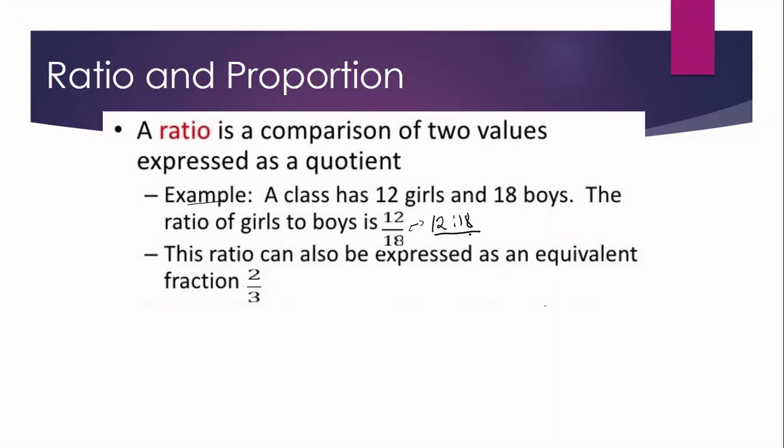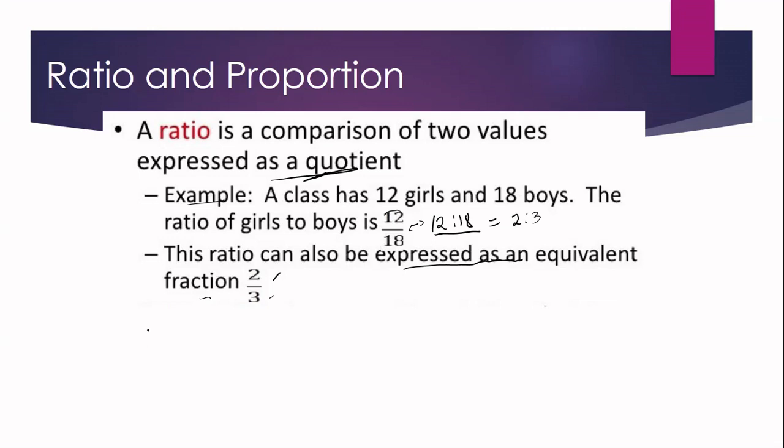You can write it as 12 is to 18, or it can be expressed as a quotient. Therefore, it can be written also as 12 over 18. And since it can be written as a quotient, it can be expressed as an equivalent fraction. Since 12 and 18 are both divisible by 6, 12 divided by 6 is 2, and 18 divided by 6 is 3. Therefore, 12 over 18 or 12 is to 18 is equivalent to 2 is to 3.